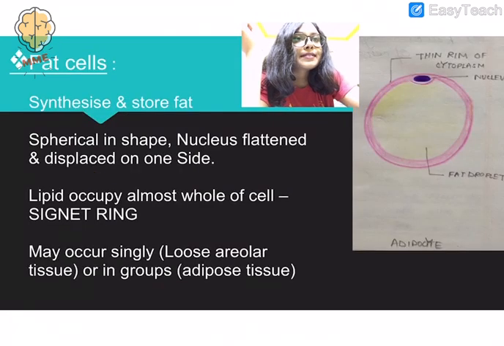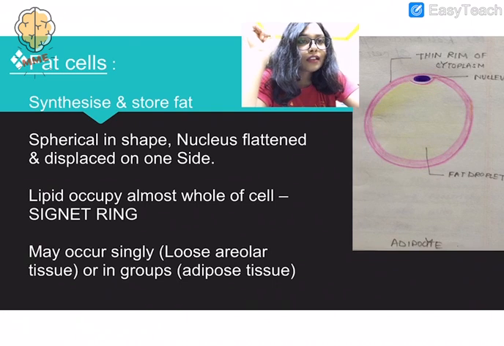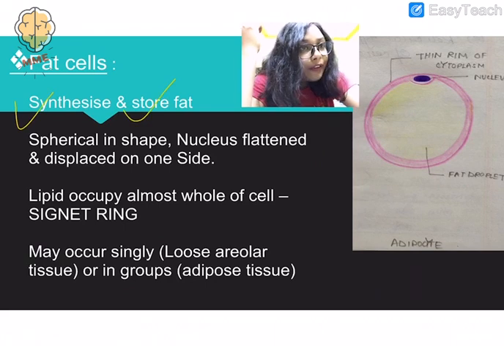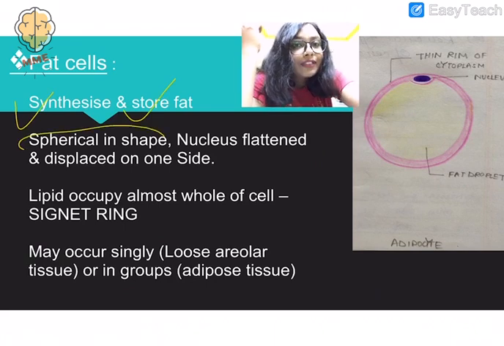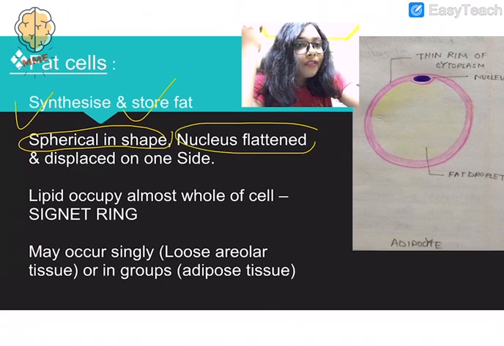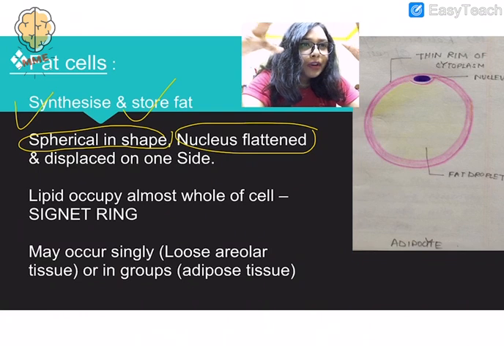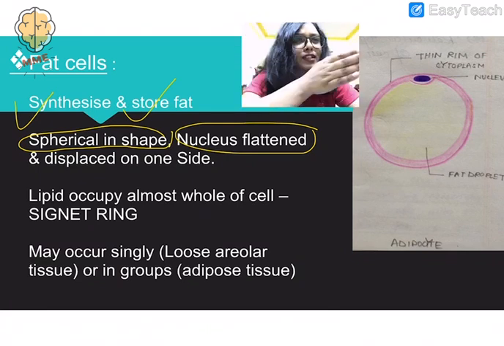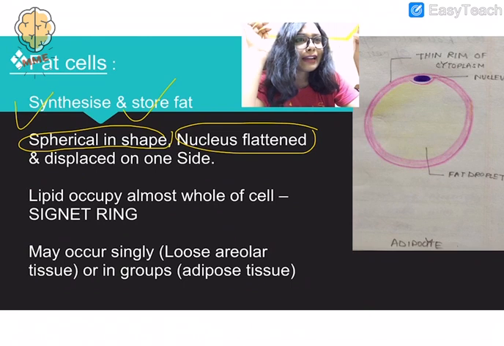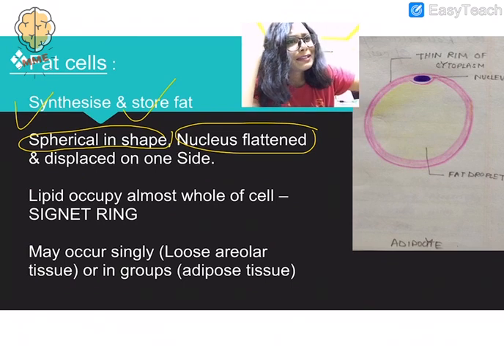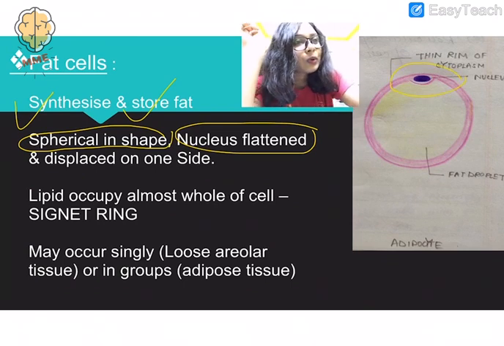Now coming to fat cells. First and foremost, we know we do not want to be fat, but yes, this is a very important cell in our body. They will synthesize and store fat, and they are spherical in shape. The nucleus will be flattened. Why? Because as the cell accumulates more and more fat, the nucleus will be pushed aside and become flattened, like it goes there and sleeps there. This is how the nucleus will be pushed.